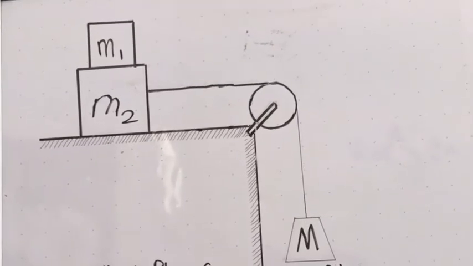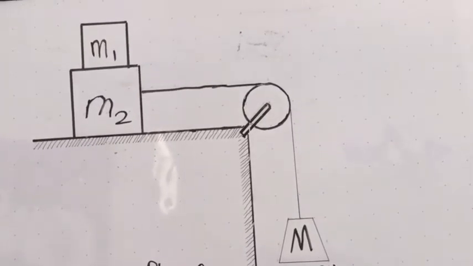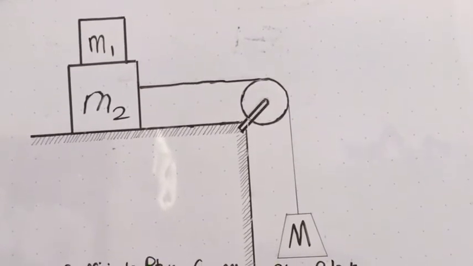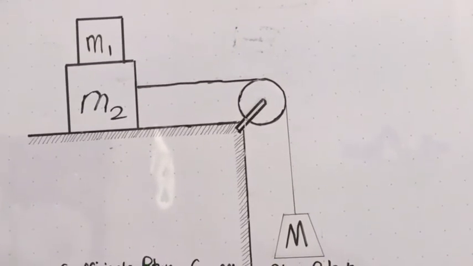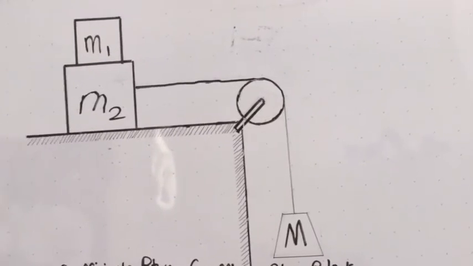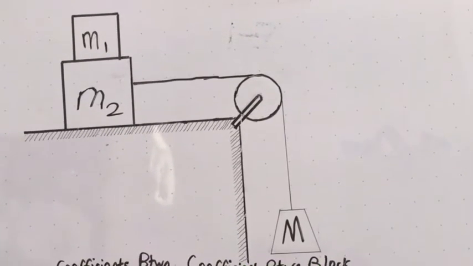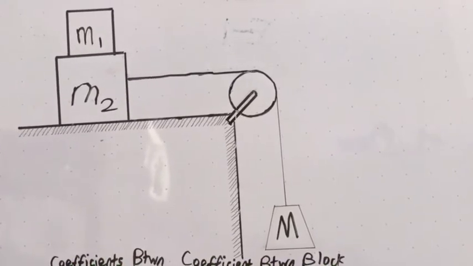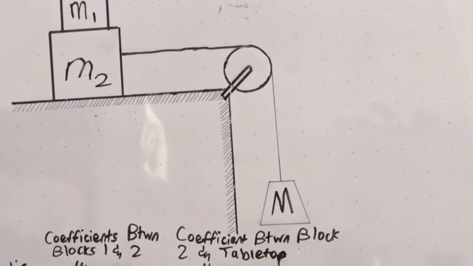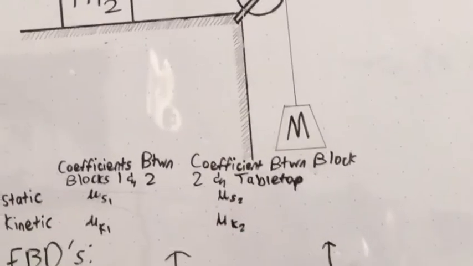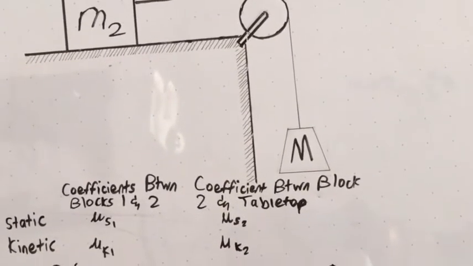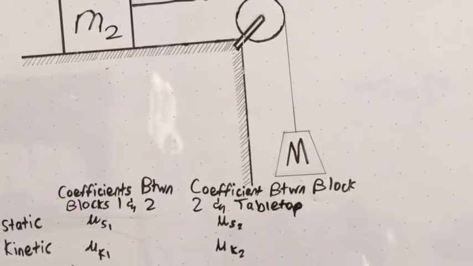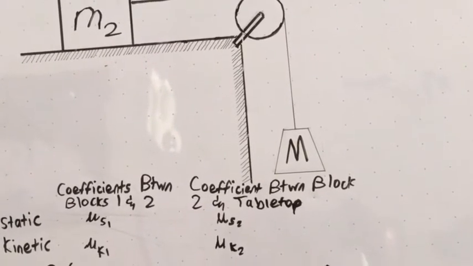The problem states that block 1 of mass M1 is placed on block 2 of mass M2, which is then placed on a table. A string connecting block 2 to a hanging mass M passes over a pulley attached to one end of the table, as shown above in this diagram. The mass and friction of the pulley are negligible. The coefficients of friction between blocks 1 and 2 and between block 2 and the tabletop are non-zero and are given in the following table. Express your answers in terms of the masses, coefficients of friction, and g, the acceleration due to gravity.